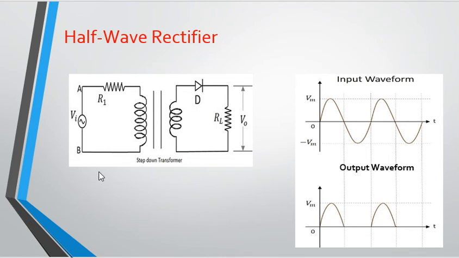During the negative half cycle, the diode gets off. That means there is no flow of current through the circuit. Hence, the output across the load resistor is 0. So, for the negative half cycle, the output is 0. So, this is the simple working of the half wave rectifier.